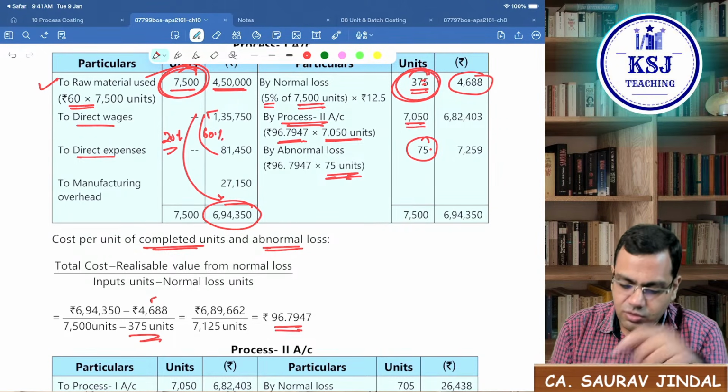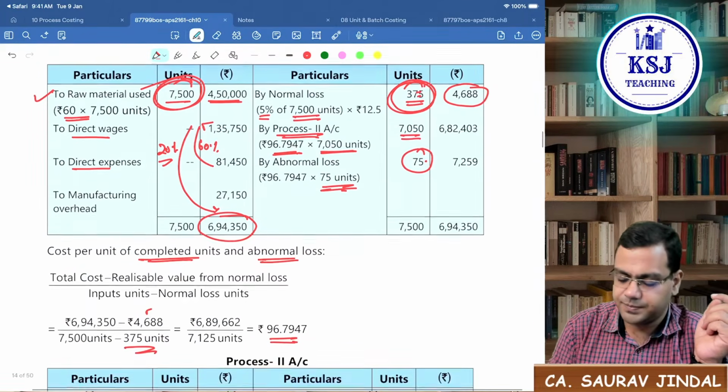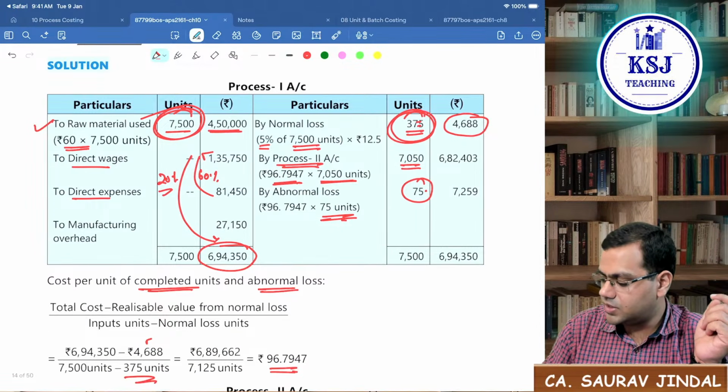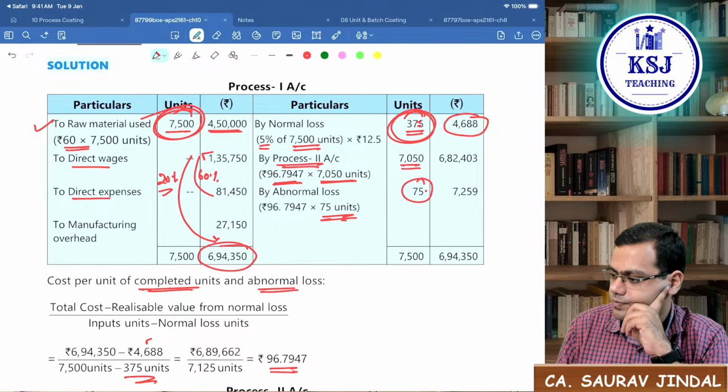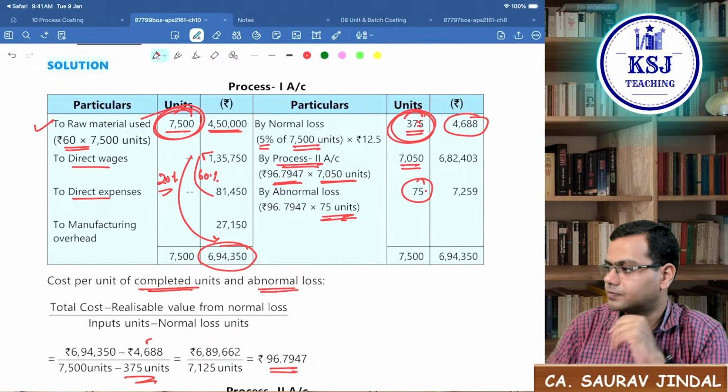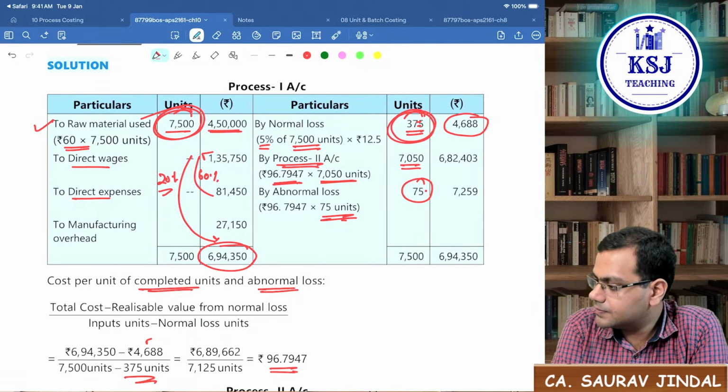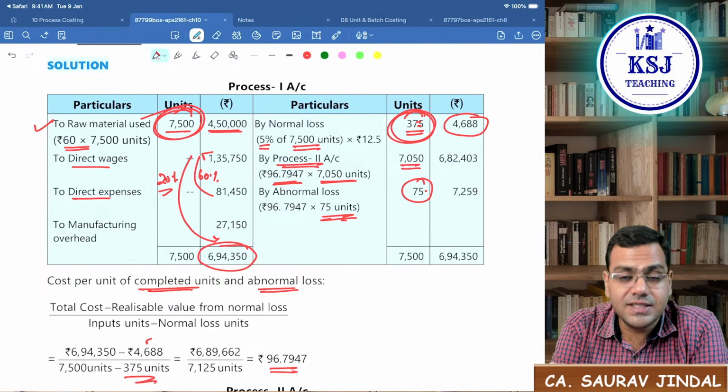Is the process 1 account clear? Any doubts in the process 1 account? Yes guys, any doubts in the process 1 account, if you have, please let me know. Clear with the process 1? Okay. So let's come to the process 2.